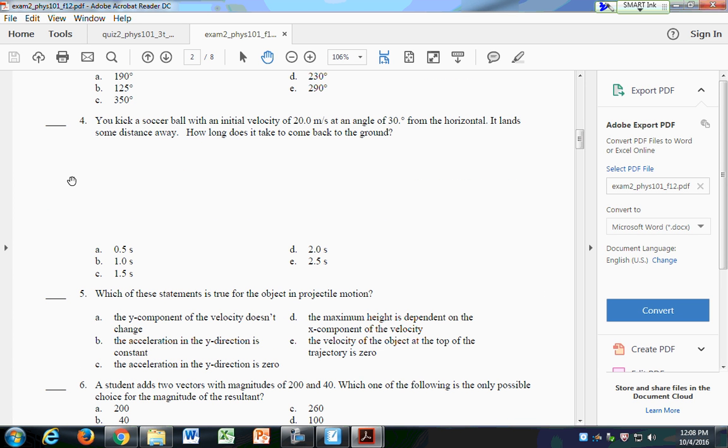So like number 4 here, you kick a soccer ball. This, by the way, is fall 2012, number 4. Kick a soccer ball with initial velocity 20 meters per second, angle of 30 degrees. It lands some distance away. How long does it take to come back to the ground? Expect to see questions like this. You'll see questions that are very similar to this.